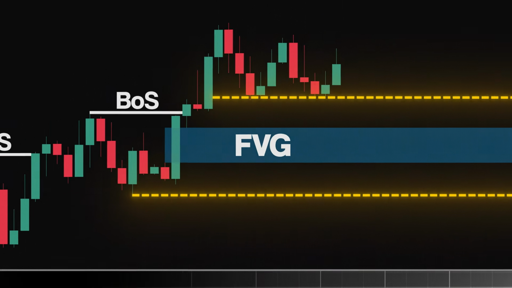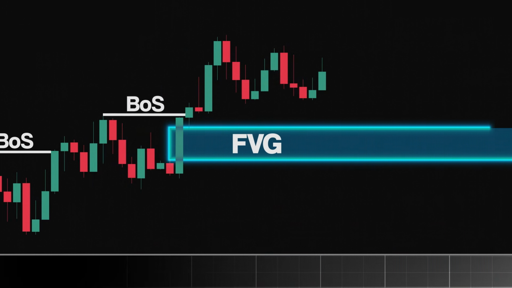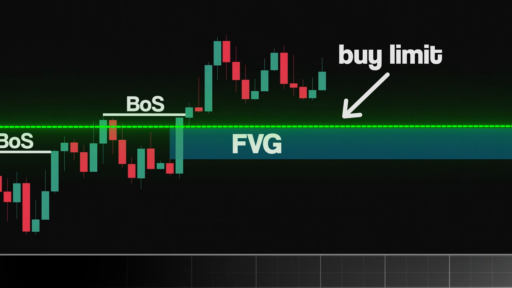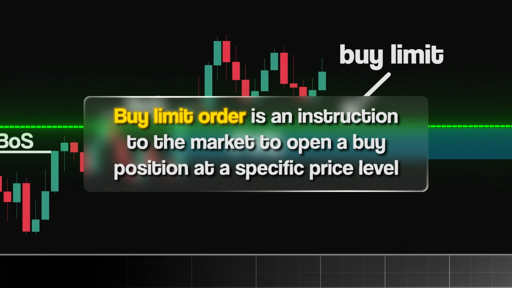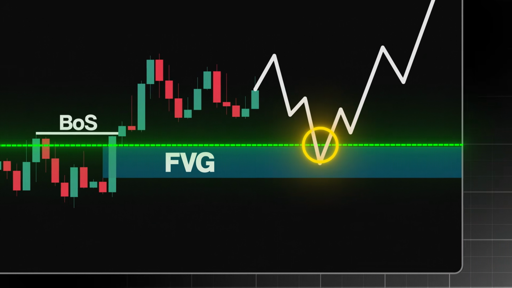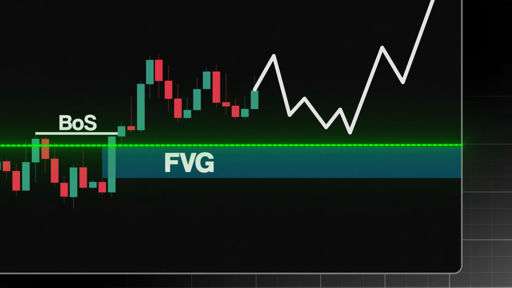Here's how we execute the trade. We mark the fair value gap. We place a buy limit order at the upper boundary of the fair value gap. A buy limit order is an instruction to the market to open a buy position at a specific price level. The trade is opened only if price reaches that level. If price does not return to this level, the trade is not open.